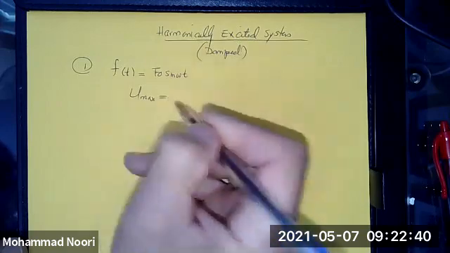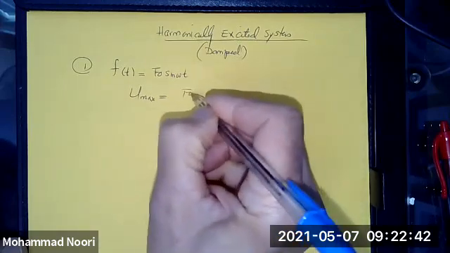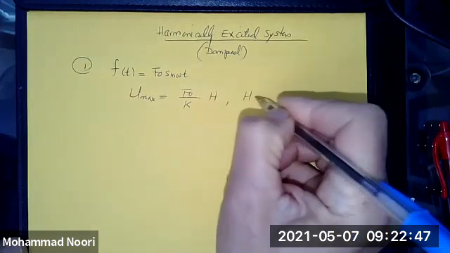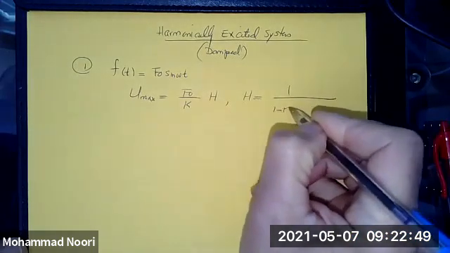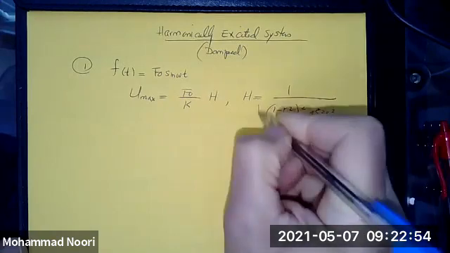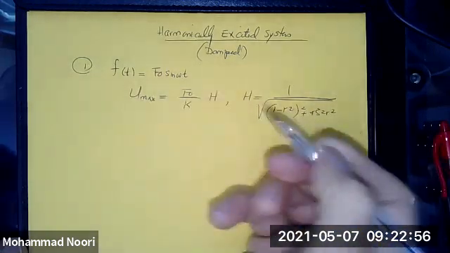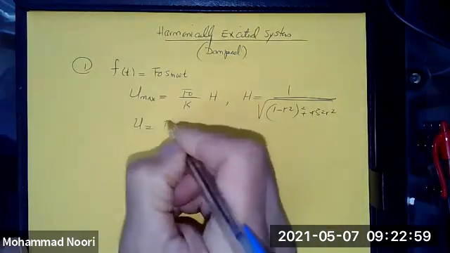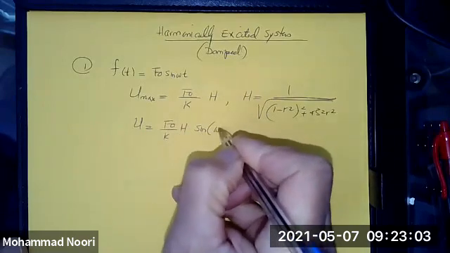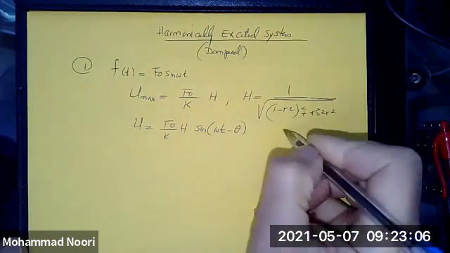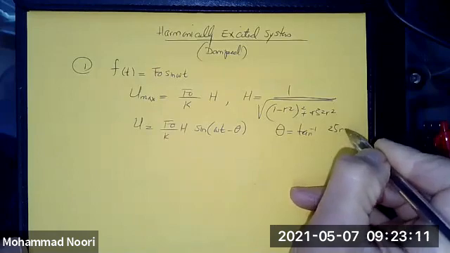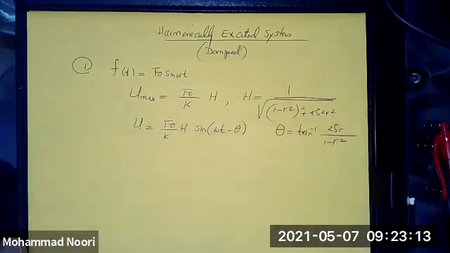the maximum value of the response can always be found from this, right? Where h is this function. And of course, the response itself was f0 over k, h times sine omega t minus theta, where theta was the arc tangent of 2 zeta r over 1 minus r squared.